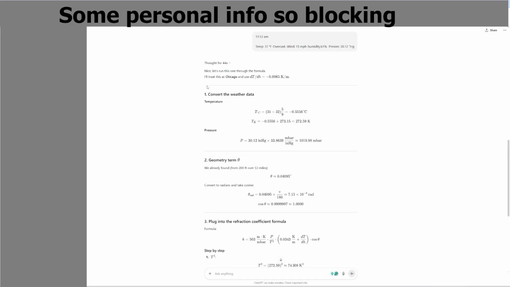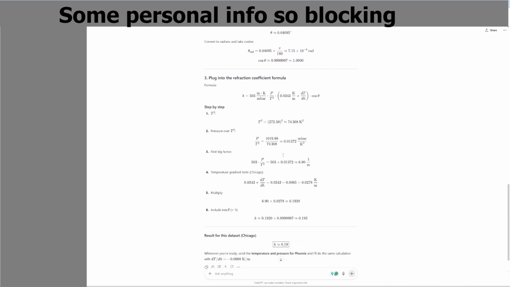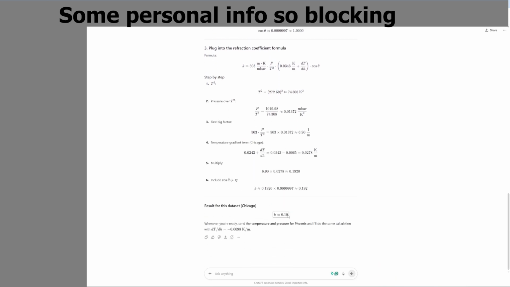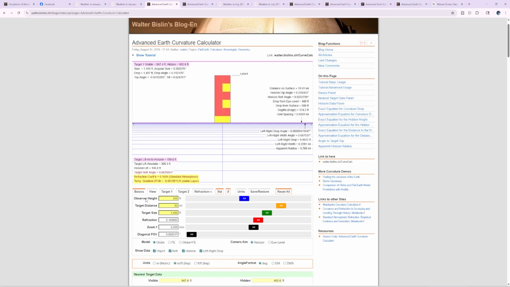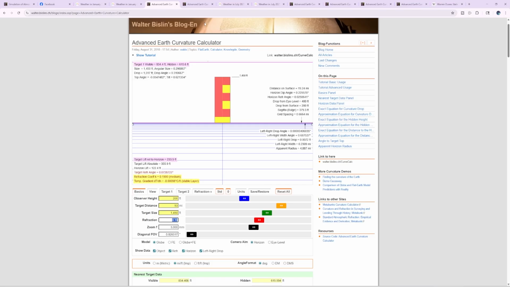Okay, so here's all the math it did for us. We'll scroll through it, and it gave us the coefficient of 0.19. So we'll plug that into our first spot here, 200-foot observer, 53 miles. Willis Tower is 1,450 feet, 0.19.